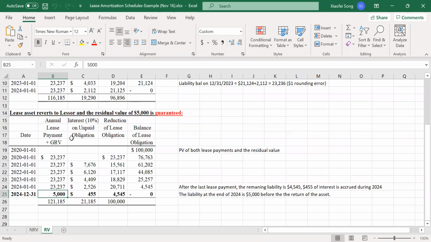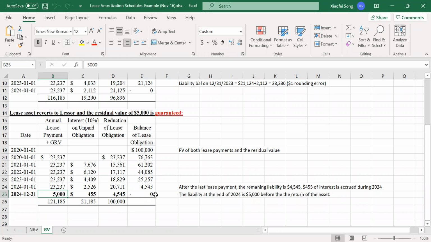And if the residual value is guaranteed, that means the lessee potentially will have to pay up to 5,000 at the end of the lease term. So in our example, we include all the lease payments it potentially will have to make. So that's the capitalized amount, including the residual value, okay?